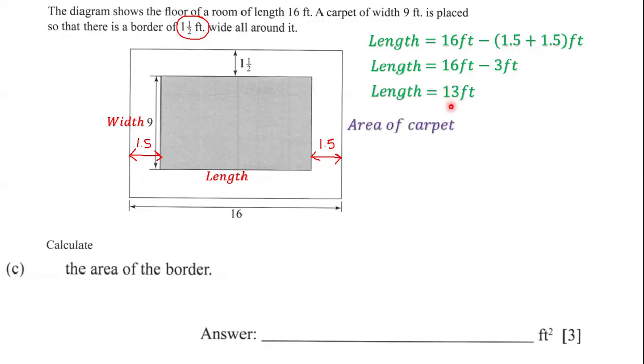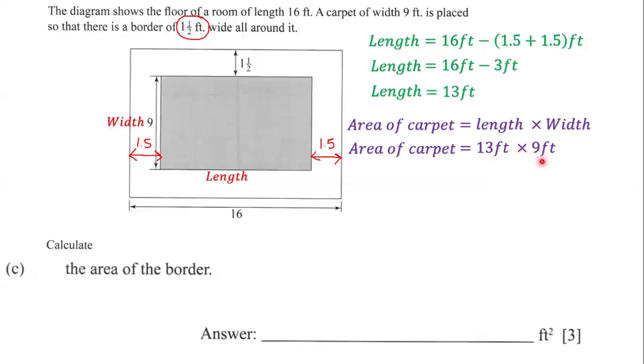And so now we can find the area of the carpet. So the area of the carpet is going to be length times width. The length is 13 feet and the width is 9 feet. So it's going to be 13 times 9. And 13 times 9 is 117 feet squared. And that's the area of the carpet.